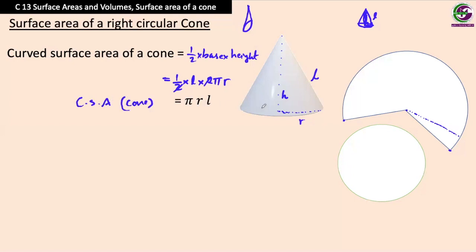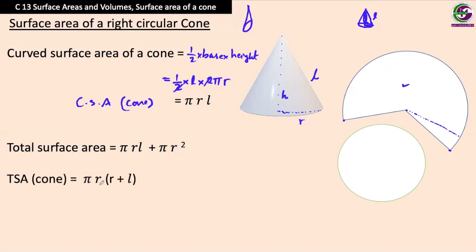Now let us see the total surface area. So we have seen only the curved surface area, which is the sector. So total surface area will be sector plus the circle. So it is pi r L plus pi r square. And we can simplify this one by taking pi r common. We have pi r and pi r. When you take pi r common, we have r here extra and L here. So total surface area of a cone is pi r times (r plus L).